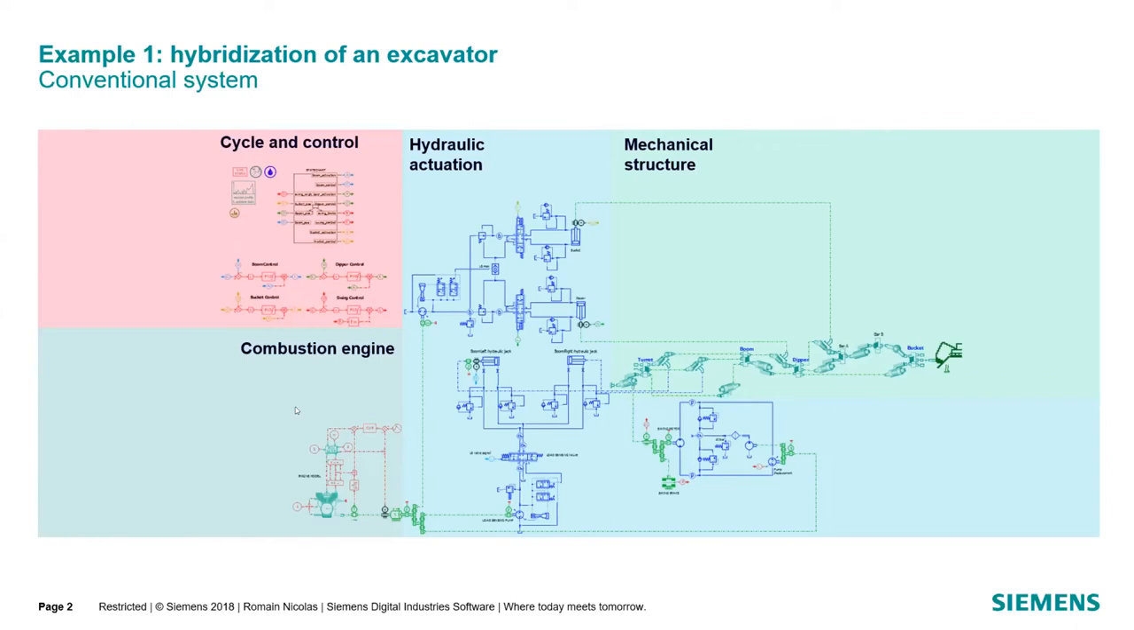Next up would be the combustion engine, denoted in the lower left corner here. In the middle, with all the blue components and links, is going to be the hydraulic section, depicting the hydraulic actuation of the excavator. And then upper right-hand corner here in green is going to be the mechanical structure. So all the masses, all the inertias, et cetera, that are being driven by the hydraulics for this particular model.